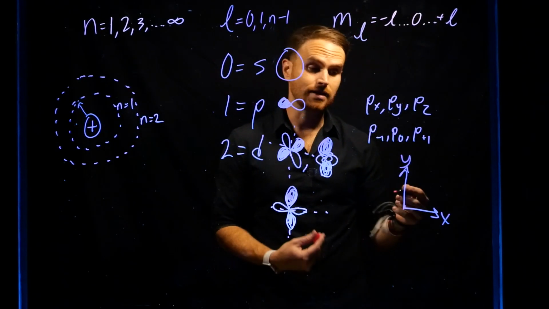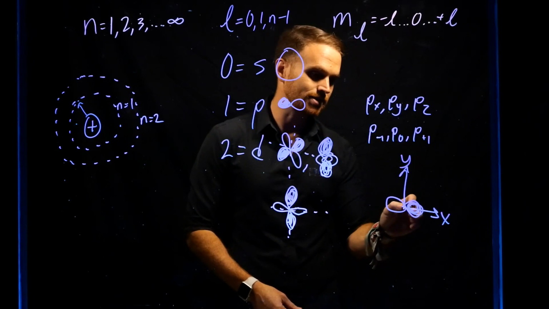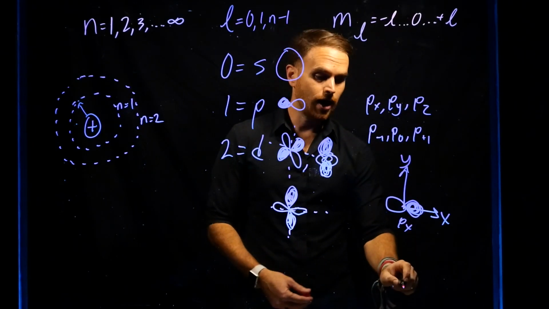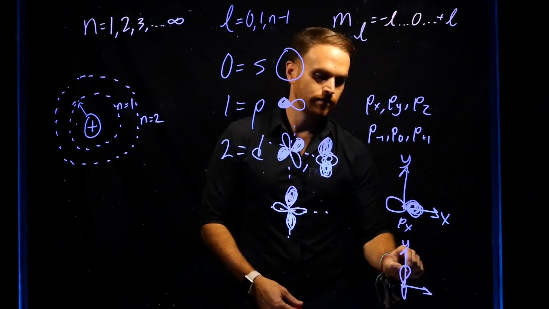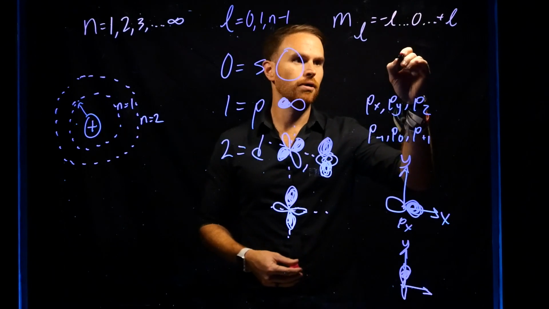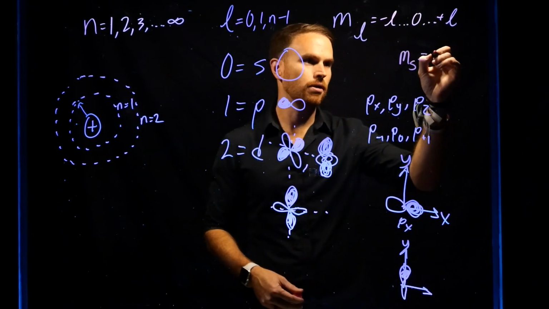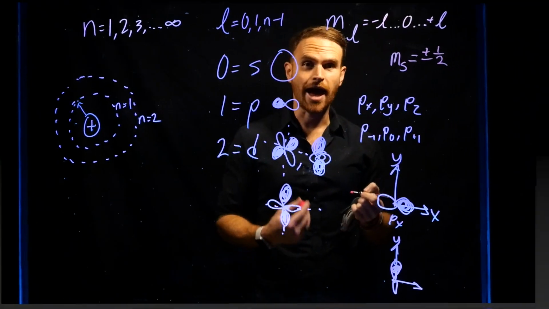Okay, and this just tells you in space, so let's say that we have an x-axis and a y-axis here, that the px orbital is the one that lies along the x-axis. Whereas the py orbital would be the one that lies along the y-axis, kind of like this. And then your last quantum number is your m sub s value, which is your spin quantum number, and those values are always either plus or minus 1/2.